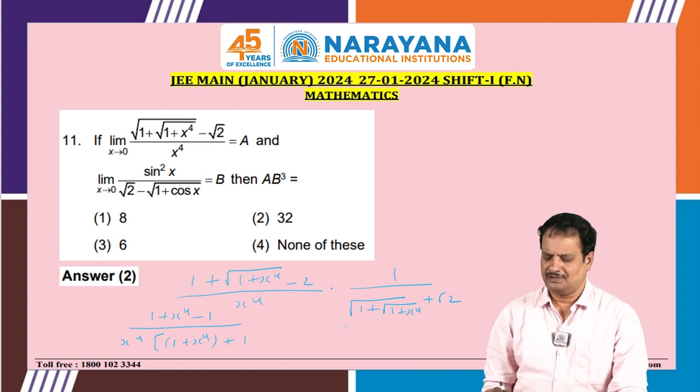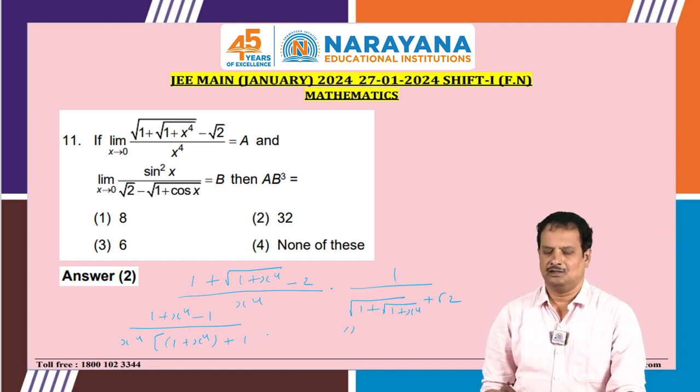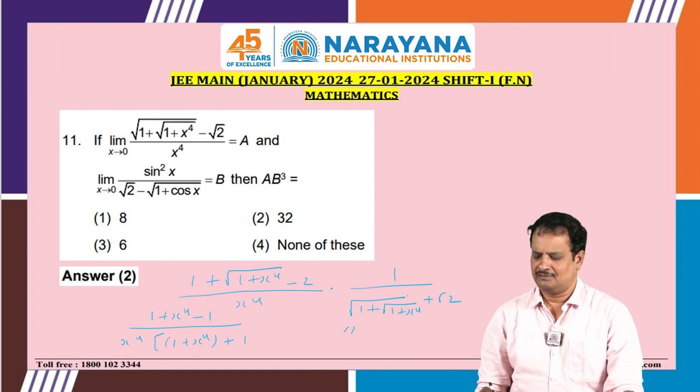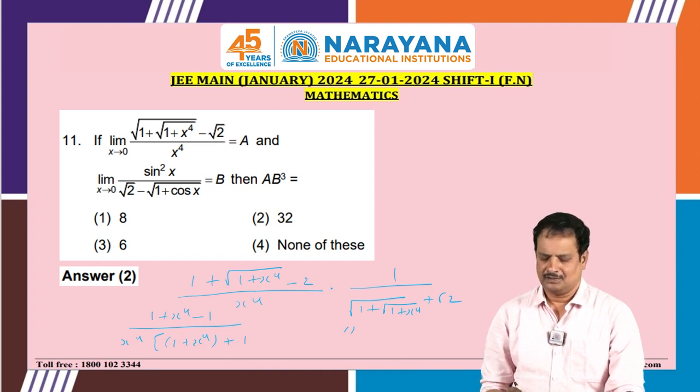Now if you apply the limit for this one, very clearly you'll be getting 1 by root over 1 plus x power 4 plus root 2, which means 1 by 2 root 2. Here the x power 4 will get cancelled, and this value is nothing but 2 there. So finally it's 1 by 4 root 2.